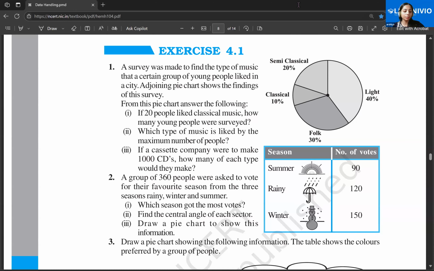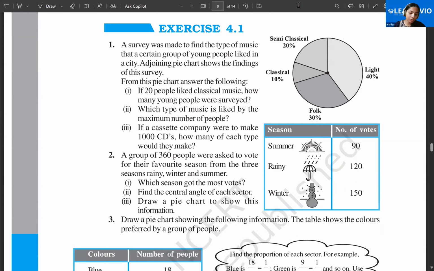All right. Let's start with the first question. The first question says that a survey was made to find the type of music a certain group of young people liked in a city. So they have shown this information with the help of this graph. What is this graph called? Pie chart. Yes, it's a circle graph or a pie chart.